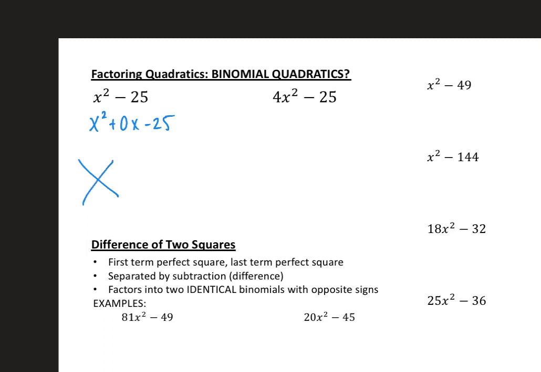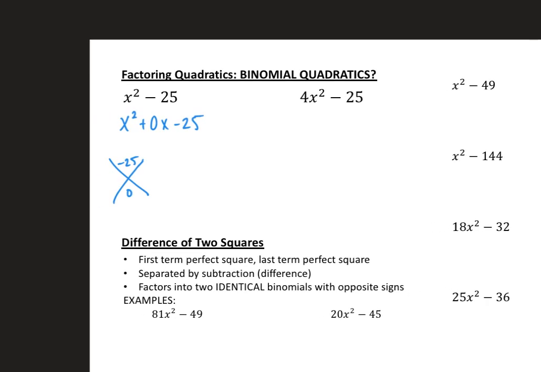So I can use my x. I'm going to multiply AC, so this is negative 25, and I'm adding to make 0. So then we would list out our factors of 25, which are 1 and 25, and 5 and 5. Well, the only way that we're going to get 0 is if we have a positive 5 and a negative 5 as our factors.